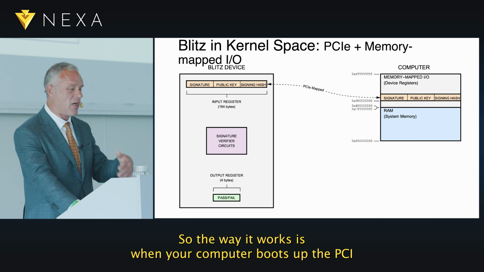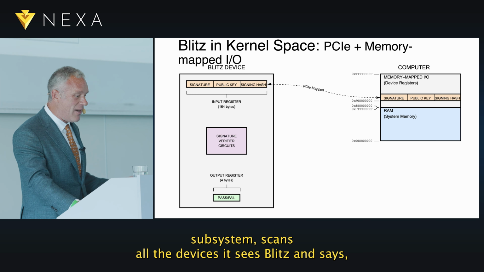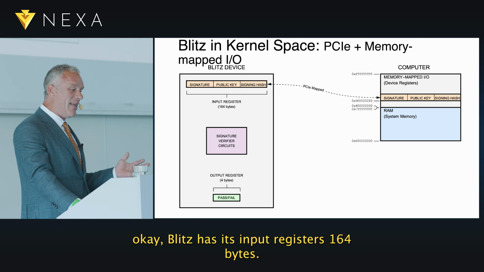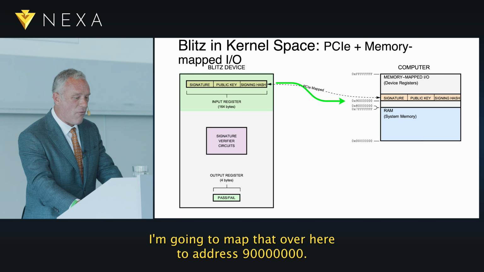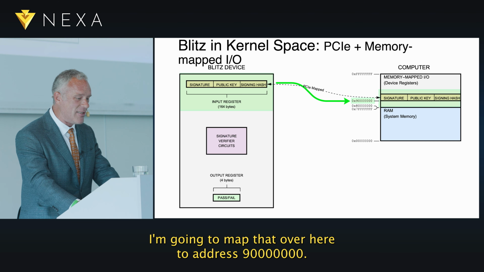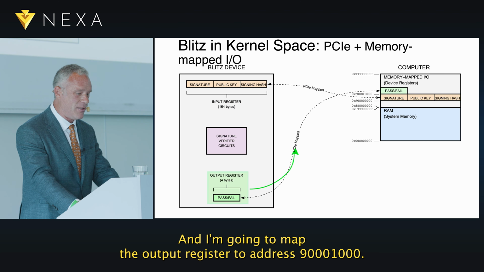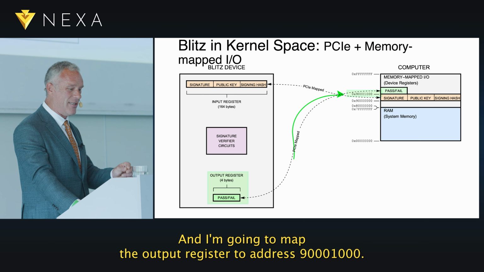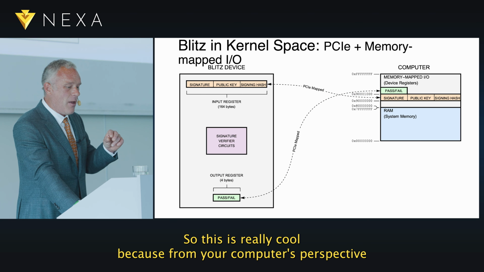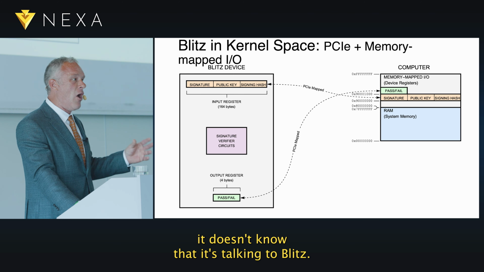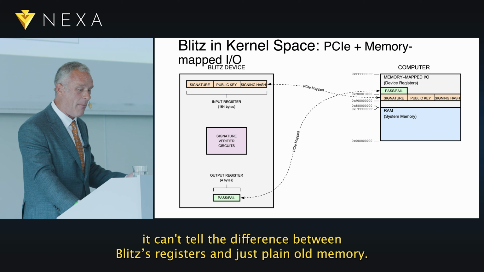The way it works is when your computer boots up, the PCIe subsystem scans all the devices. It sees Blitz and says, okay, Blitz has this input register, it's 164 bytes. I'm going to map that over here to address 9000000, and I'm going to map the output register to address 9000100. This is really cool because from your computer's perspective, it doesn't know that it's talking to Blitz. It can't tell the difference between Blitz's registers and just plain old memory.